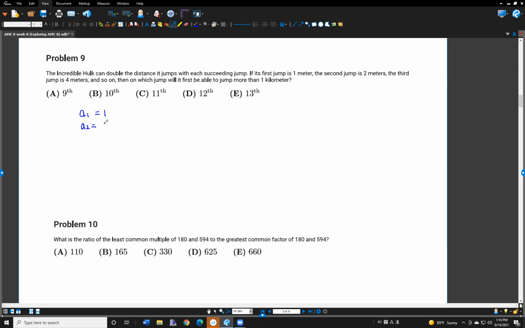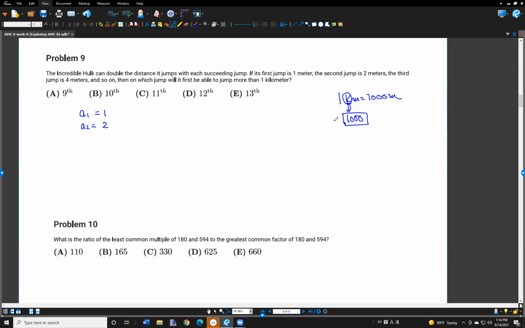Second jump is what? Double. I have a question. Okay, go ahead. How much meters or in a kilometer? There is meters. And 1,000. Okay. 1 kilometer, that is 1,000 meters, right? Kilo means what? 1,000. Kilo means 1,000. All right. Answer is B. Good questions.